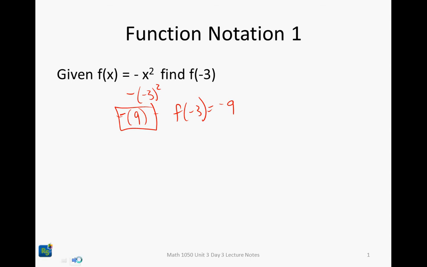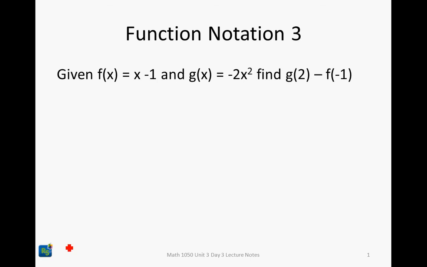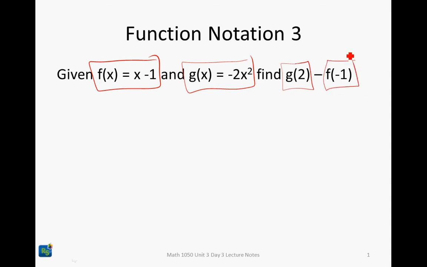Now, I think I'm going to skip the next functional notation, but I think we should do the last one. So I'm given two functions here. I'm given f of x, and I'm given g of x. And I want to find g of 2 minus f at negative 1. So to work this, the first thing I need to do is find f at negative 1. So f at negative 1 means substitute negative 1 in for x, and that gives me negative 2.